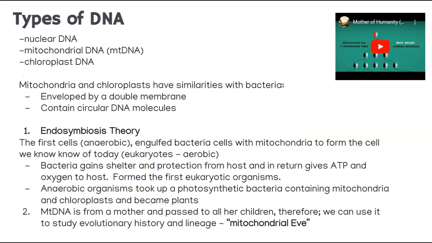So mitochondrial DNA, or mtDNA, is essentially traceable through the mother's line. If you are a female and you give birth to a female, and then that female gives birth to another female, you can trace your lineage through the mitochondrial DNA. This evolutionary history and lineage is called the mitochondrial Eve, and we're going to watch videos later discussing what that means.